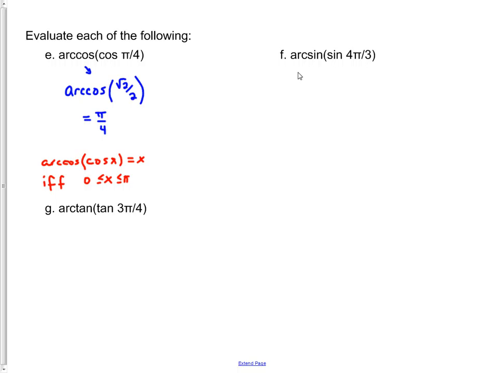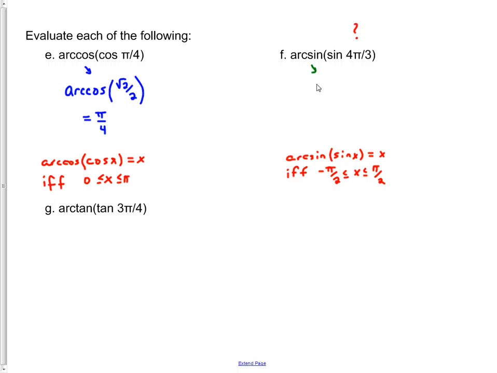This is kind of weird. We've got the arc sine of the sine of 4 pi over 3. What we had said before about the arc sine was that if we were to take the arc sine of the sine of an angle x, we would get x if and only if x was between negative pi over 2 and positive pi over 2. Well, that doesn't seem to be the situation right here. Now we've got 4 pi over 3. So let's figure out what we should do.